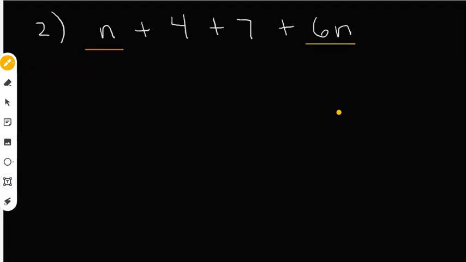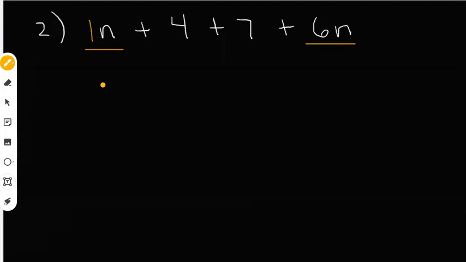So notice how these are like terms. They both have an N. They both have the same variable, right? They also have the same exponent, if you think about it. Now, if you want to add these up, think of this N as having a number out in front. And if you guessed it, it's probably going to be a 1 out in front. So if there's no number out in front, you're going to assume there to be a 1.